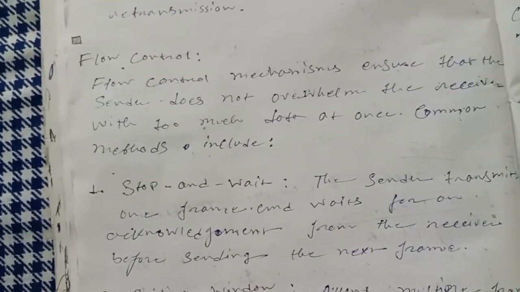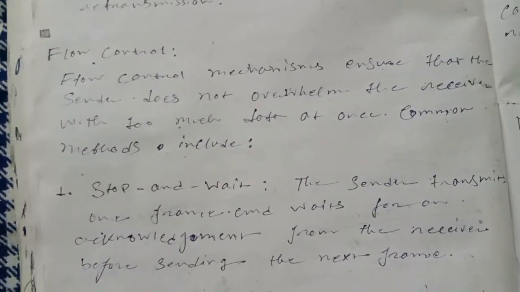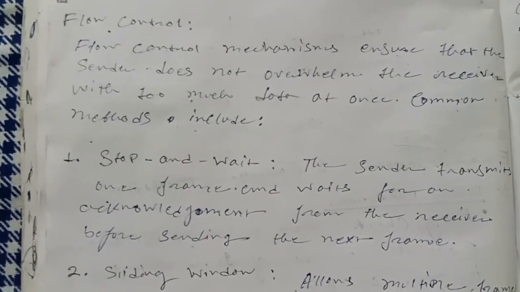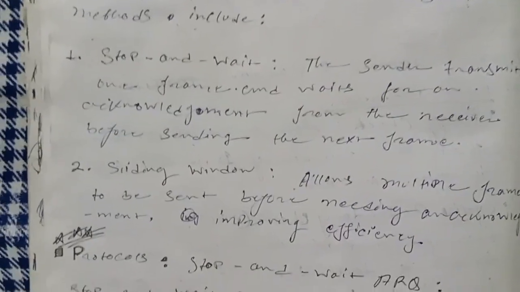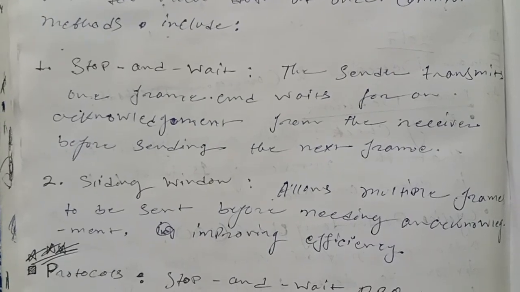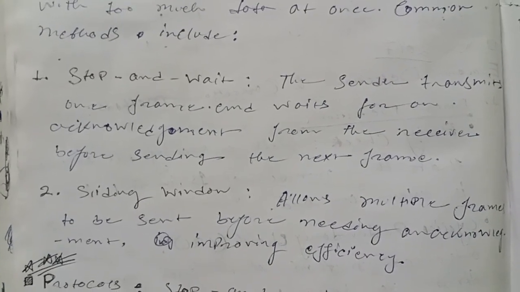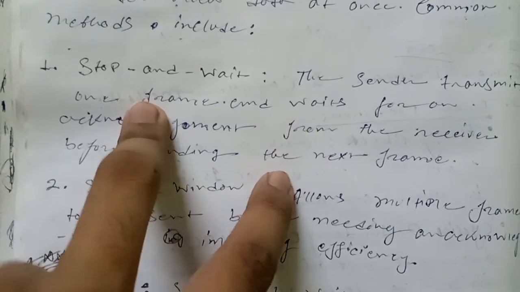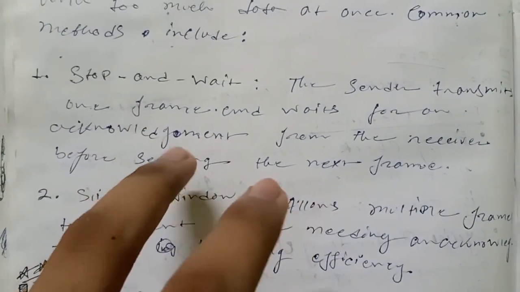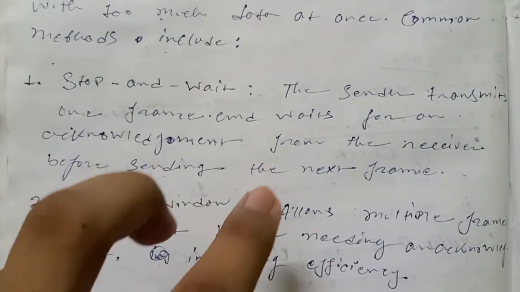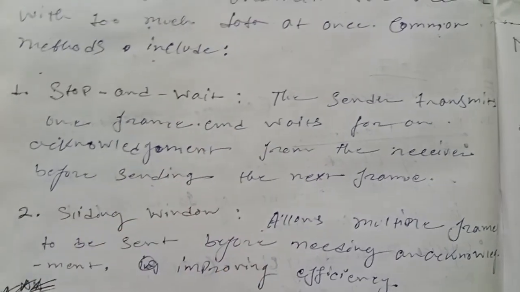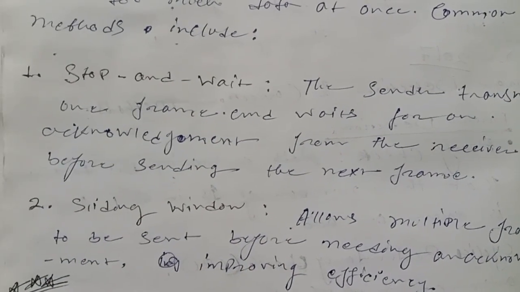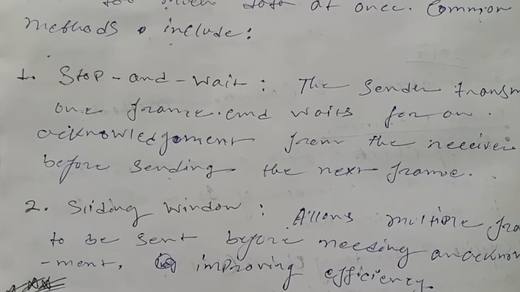Flow control, we just saw, ensures that the sender does not overwhelm the receiver with too much data at once. So the first method is stop and wait. The sender transmits one frame and waits for an acknowledgement. Like there are two senders, sender A and sender B. When sender A sends a frame to sender B, sender A will wait for an acknowledgement from sender B.